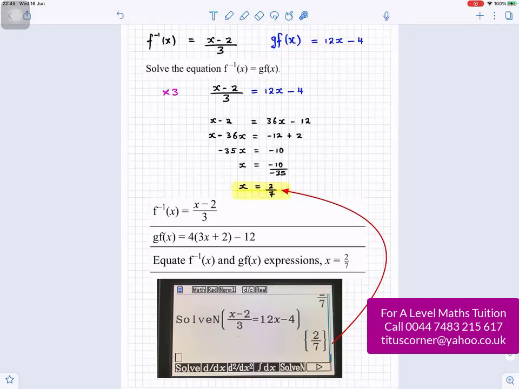Another way is if you are using the Casio graphics calculator, you use this function solve n. Using that solve n, you would enter the f inverse of x on the left side, f inverse of x equals gf of x, and you press execute and press exit, and then you get 2 over 7. So you see the answer is 2 over 7. But doing it like this on the calculator will check your answer for you, but you need to show the working in your exams. So it's very important to show your working in an exam to get full marks.